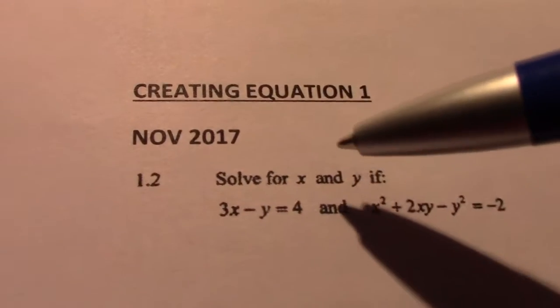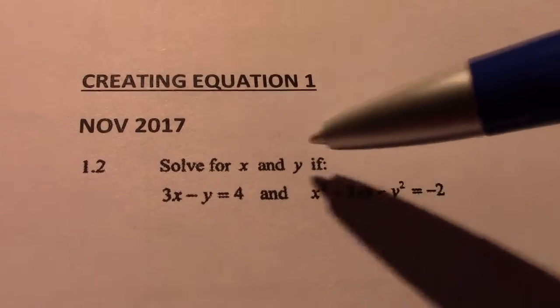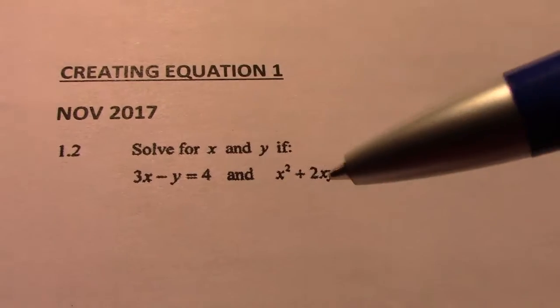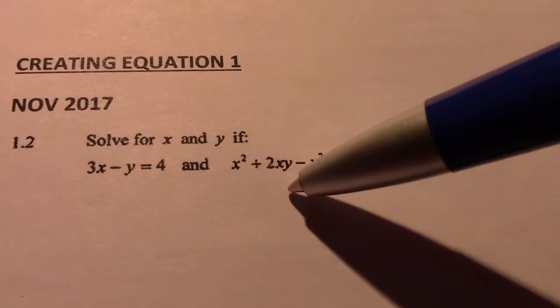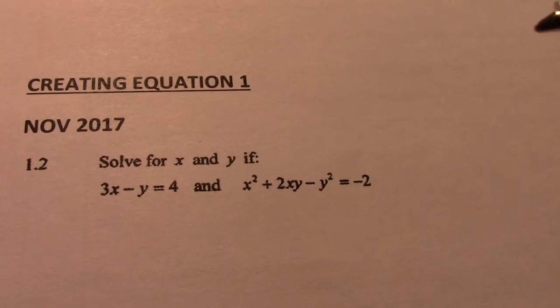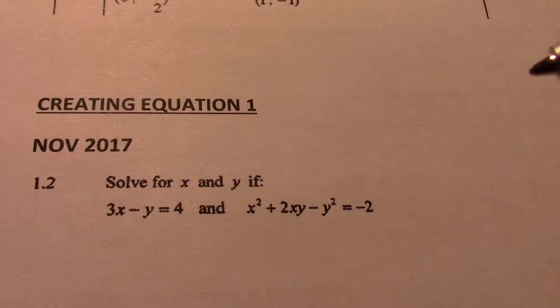So November 2017, solve for x and y. Whenever you see x and y simultaneous, right? Given 3x minus y equal 4, x squared plus 2xy minus y squared equal negative 2. So that's what's given to you. Alright, so follow what's being done.